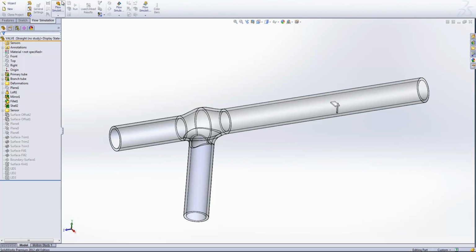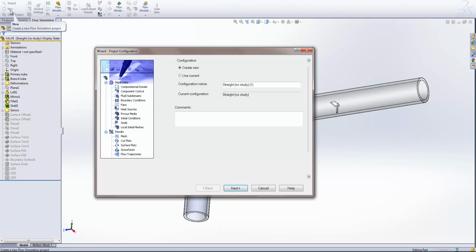You'll see I've got a flow simulation tab up the top here, and that really is a sign of how easily flow simulation integrates with our SolidWorks standard user interface. If I select the wizard here, we jump in and start creating our study. So first of all, we're going to choose what configuration we're going to use. You'll see later that I've got a number of configurations that I'm going to run the study on and try and optimize my design, and therefore I'm going to insert the study into the same configuration that I'm in now.